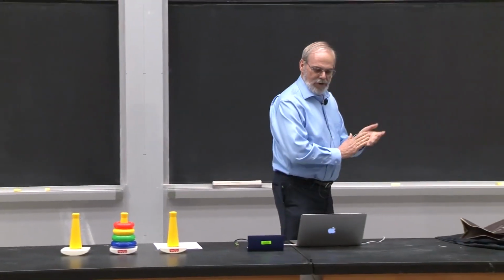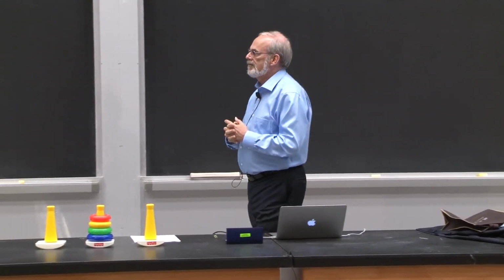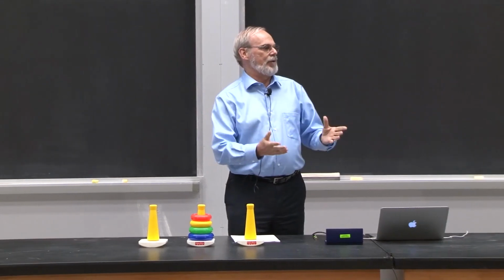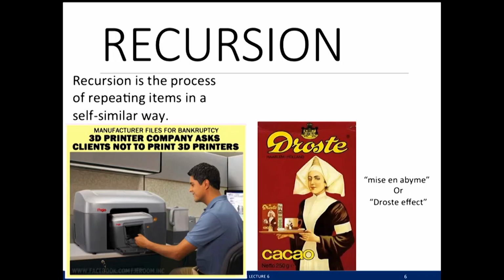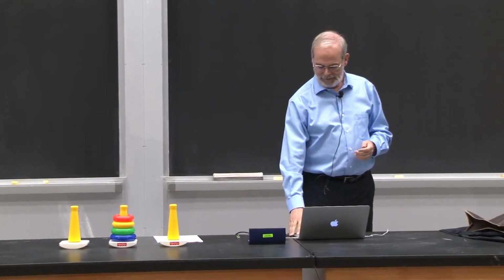Or one that's a little more common, it's actually got a wonderful name, it's called mise en abîme in art, sometimes referred to as the Droste effect. Pictures that have inside them a picture of the picture, which has inside them a picture of the picture, and you get the idea. And of course, one of the things you want to think about in recursion is not to have it go on infinitely.